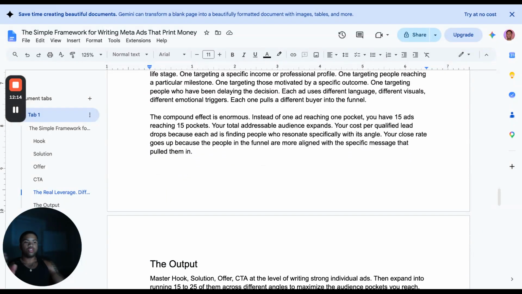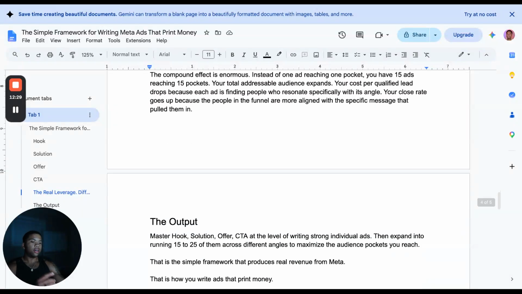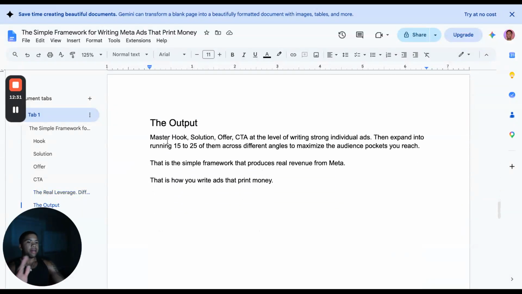Instead of just one ad creative reaching one pocket, you have 15 ads, you're reaching 15 different pockets, and your TAM is going to expand because you are giving people more options to say, oh, this resonates with me. And so really, this is the output: master your hook, solution, offer, CTA, and you're going to be writing extremely strong ads. And then you start expanding into running 15 to 25 creatives across different angles that is going to maximize the audience pockets that you can reach.